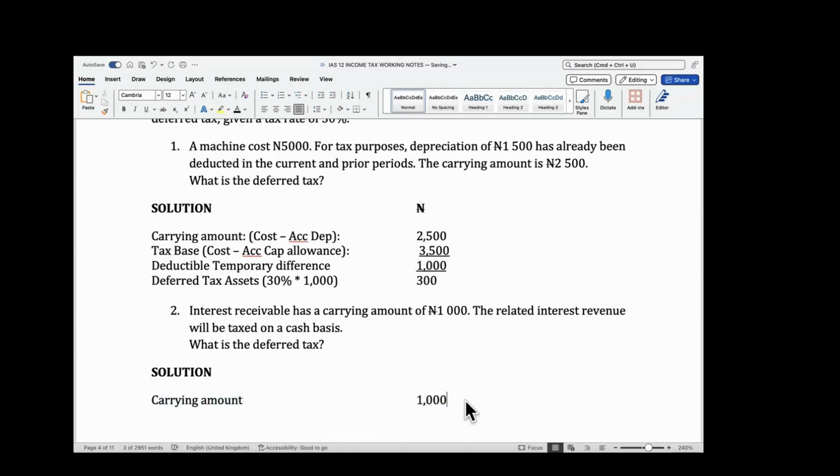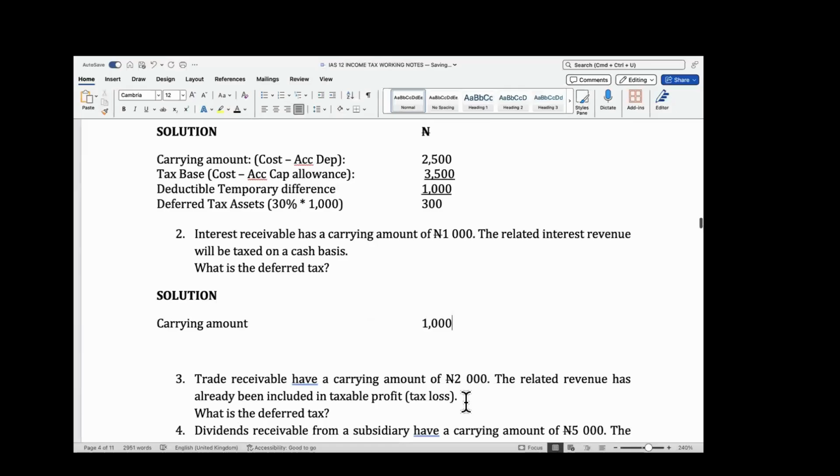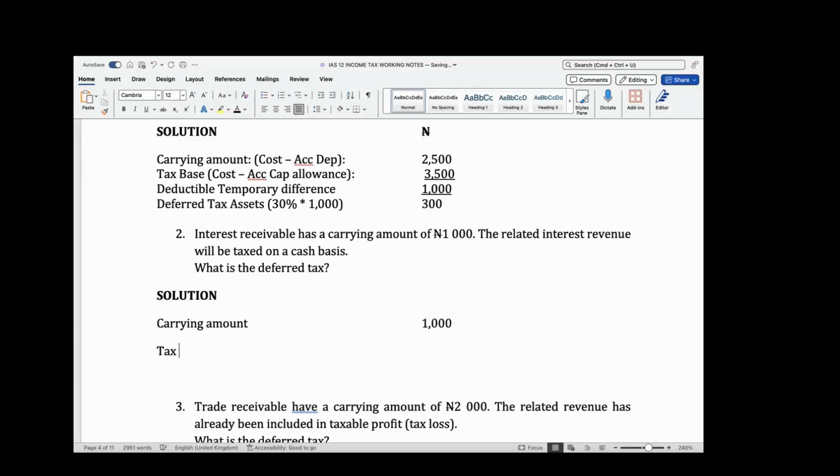So determining the carrying amount is never a problem, because that's what is in your book. So the examiner will always give it to you. Okay. So the tax base is what the taxman will capture in his own books. So let me ask you: how much is the taxman going to capture this year in his own books, based on the information given to us?